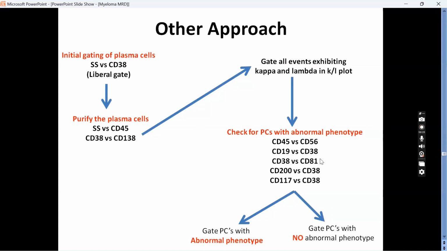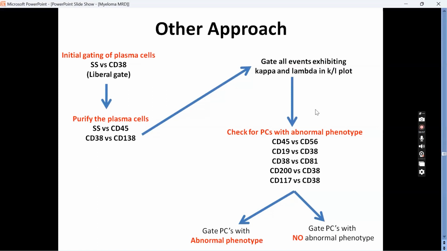This is one advantage. Second, this is also useful when anti-CD38 therapy is given, because when CD38 is targeted, CD38 is knocked out and you cannot use CD38 as a gating marker. Now you can use SLAMF7 or CD138 as a gating marker, gate liberally, put it across kappa lambda, and take only populations expressing kappa and lambda for further analysis. So that is one more useful thing with this type of approach.